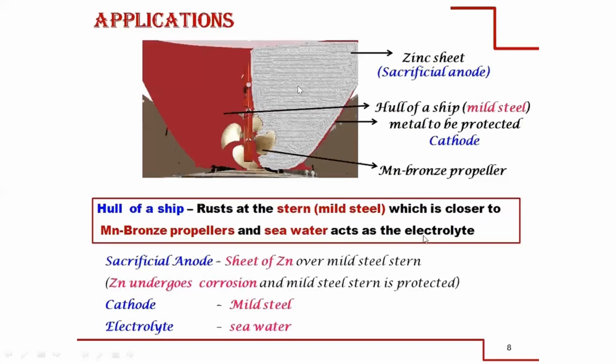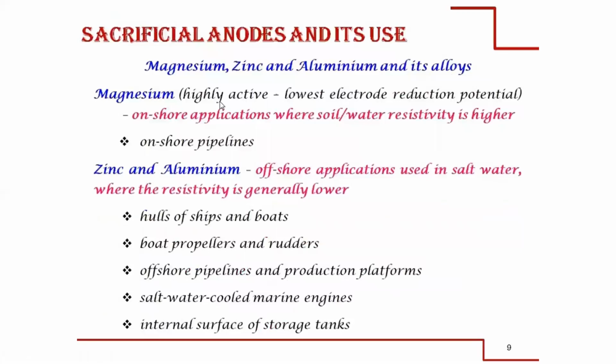But this zinc sheet is supposed to be fixed on both sides. For your understanding, it is fixed on only one side. During this process, seawater acts as the electrolyte. So that was about the practical application of the sacrificial anodic method. Now we'll see other uses of the sacrificial anodic method.